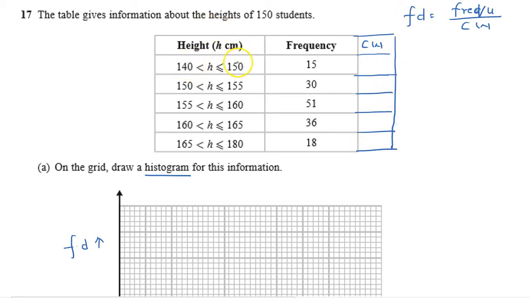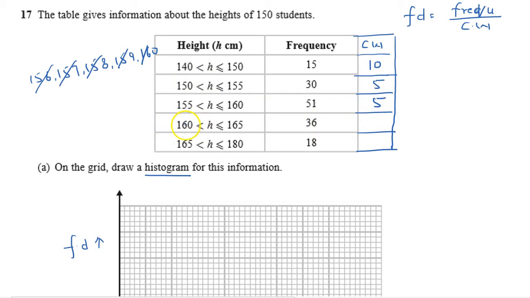140 to 150 is 10. 150 to 155 is a 5. 155 to 160, 155. This is inclusive. So 156, 157, 158, 159 and 160. How many are there? 1, 2, 3, 4, 5. This is called class width 5.